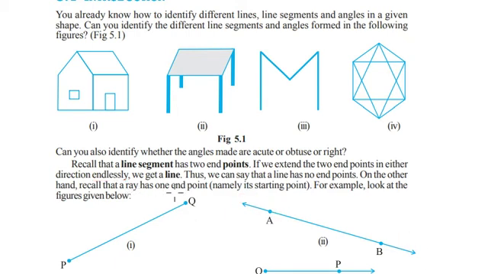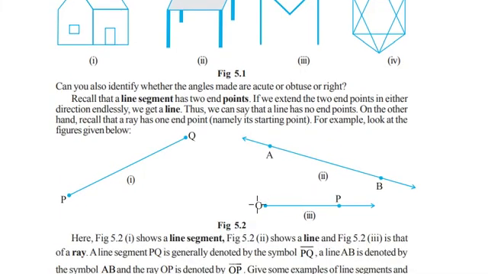A ray has only one endpoint. That is also called the starting point. Here we can see an example of ray OP. It has one starting point and the other end has no end. So this is an example of a ray.